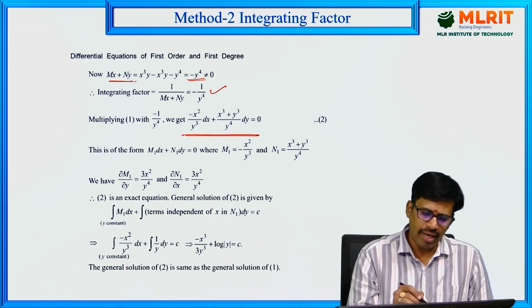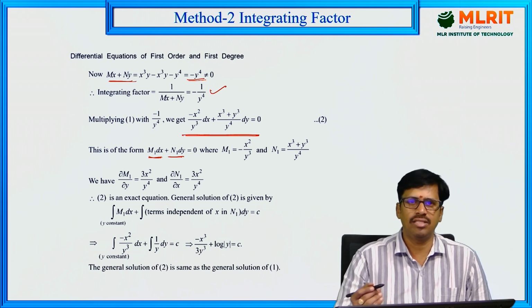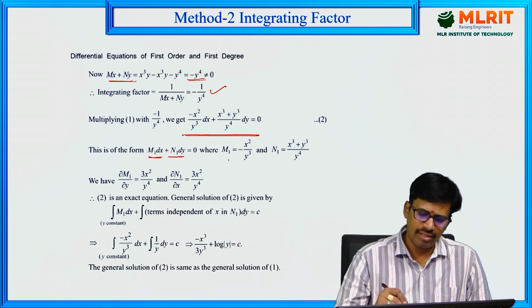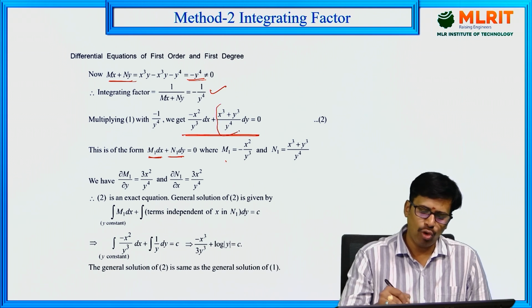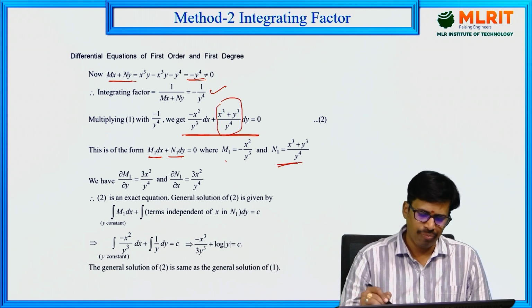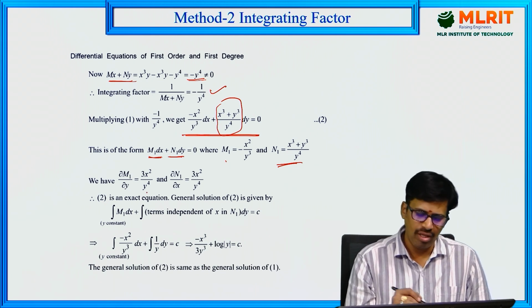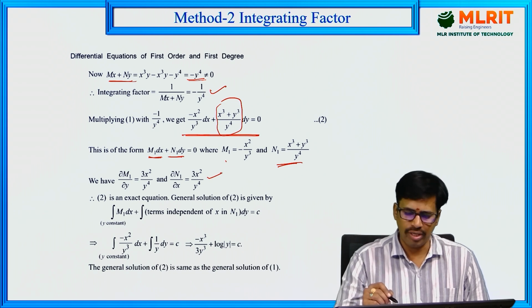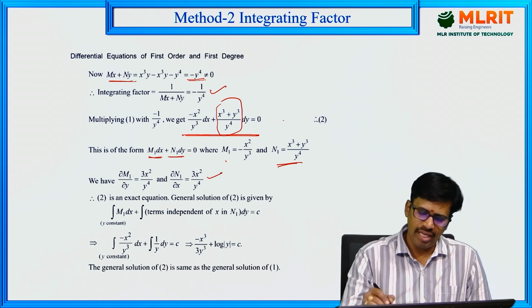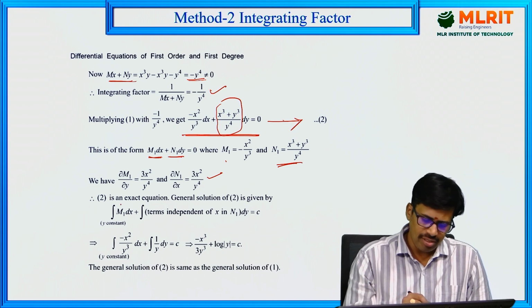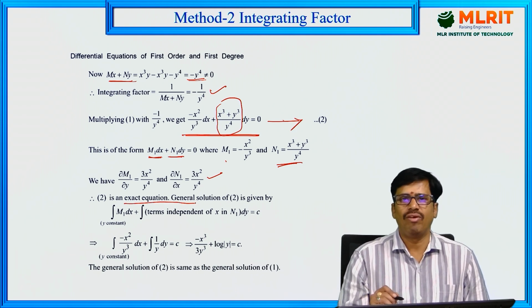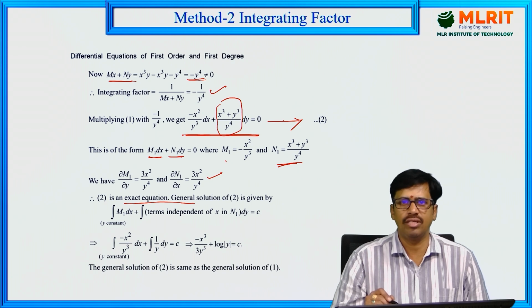Now this is of the form again M1 dx plus N1 dy equal to 0. So after multiplying, let us check whether the given equation is converted into exact or not. So let M1 be minus x square by y cube and dy coefficient, let us take it as N1. So dou M1 by dou y is 3x square by y power 4. This is same as dou N1 by dou x. So both are equal. So this equation 2 is an exact differential equation.